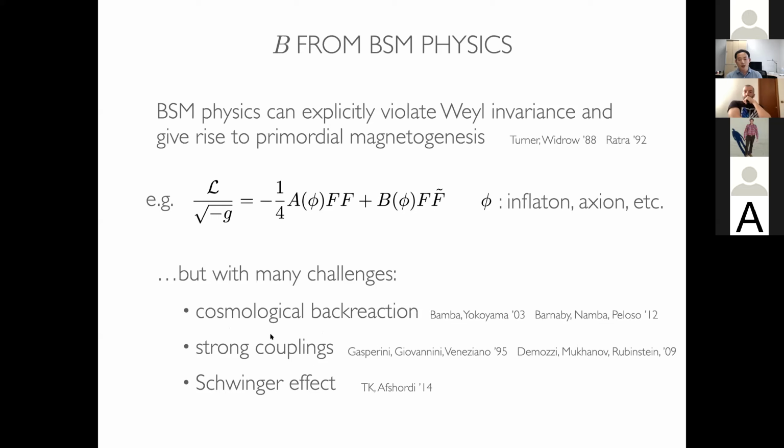You also have to be careful about not being in the strong coupling regime, because once you start efficiently producing the gauge fields, quite often you realize that you're entering the strong coupling regime where you actually don't have any good theoretical control. And there's also the problem with the Schwinger effect. Let me briefly explain this, because this actually gives the strongest constraint on BSM magnetogenesis.